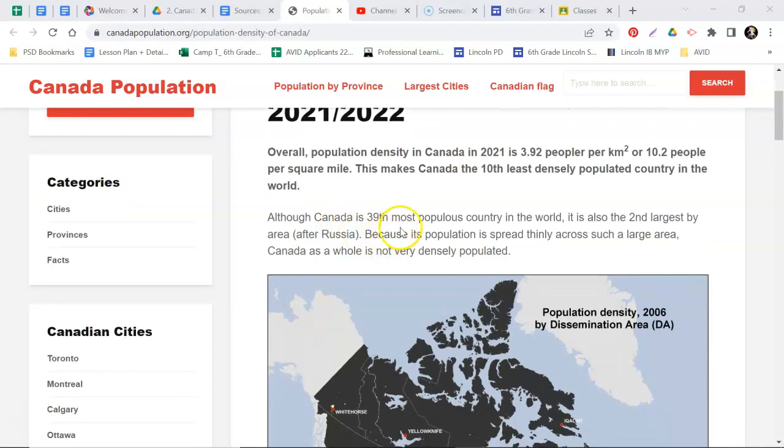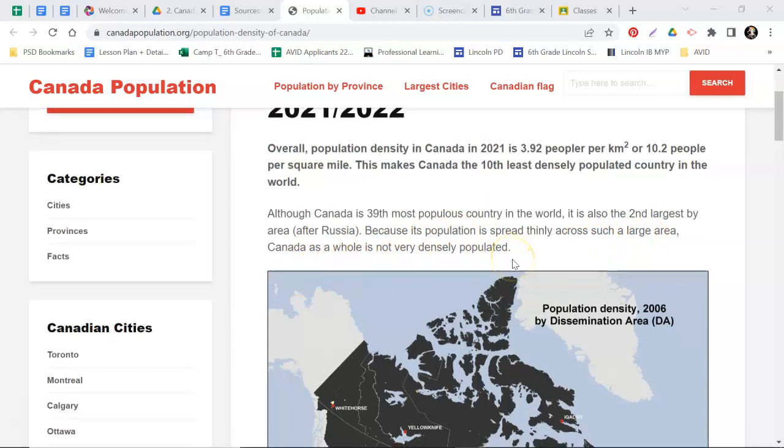Although Canada is the 39th most populous country in the world, meaning it has the 39th most people out of all countries, it's also the second largest by area after Russia. Because its population is spread thinly across such a large area, Canada as a whole is not very densely populated.